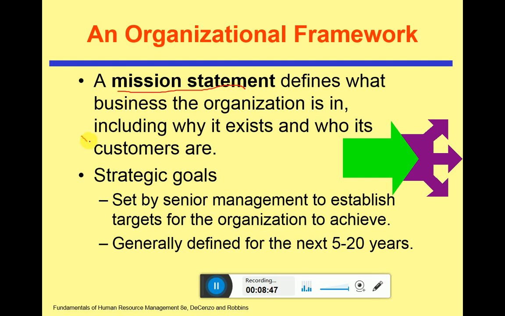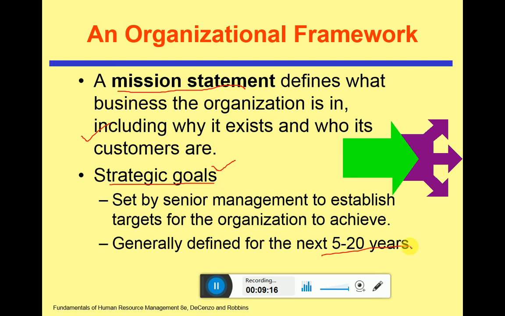Once the mission organization plan is completed, next the organization moves to the strategic goals. For long term goals, strategic planning is necessary, set by senior management to establish targets for the organization to achieve. As I told you, strategic planning is definitely 5 to 20 years, depending on the nature of the organization. For strategic goals, the organization definitely needs a strategic plan.